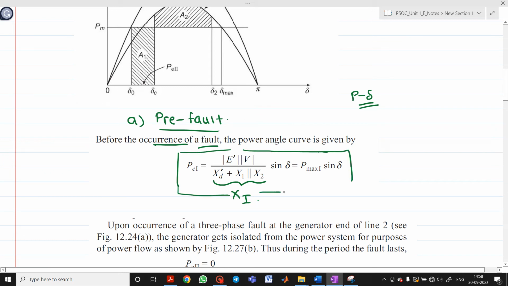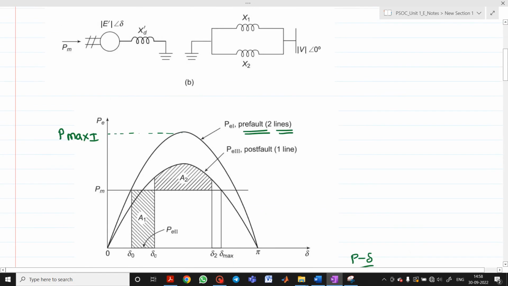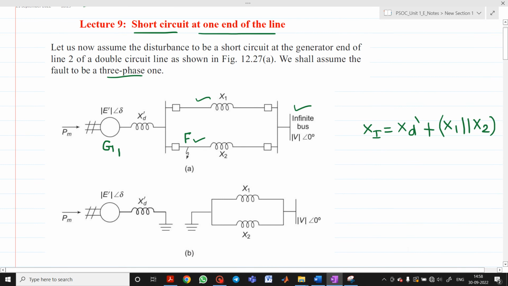PE1 will be equal to Pmax1 into sine delta. Now let us observe that the fault happens at point F. The fault may be at the generator side or at the infinite bus bar side. Whenever a fault occurs at either end, it affects that particular bus bar. As here the fault is near the generator, it affects this bus bar.